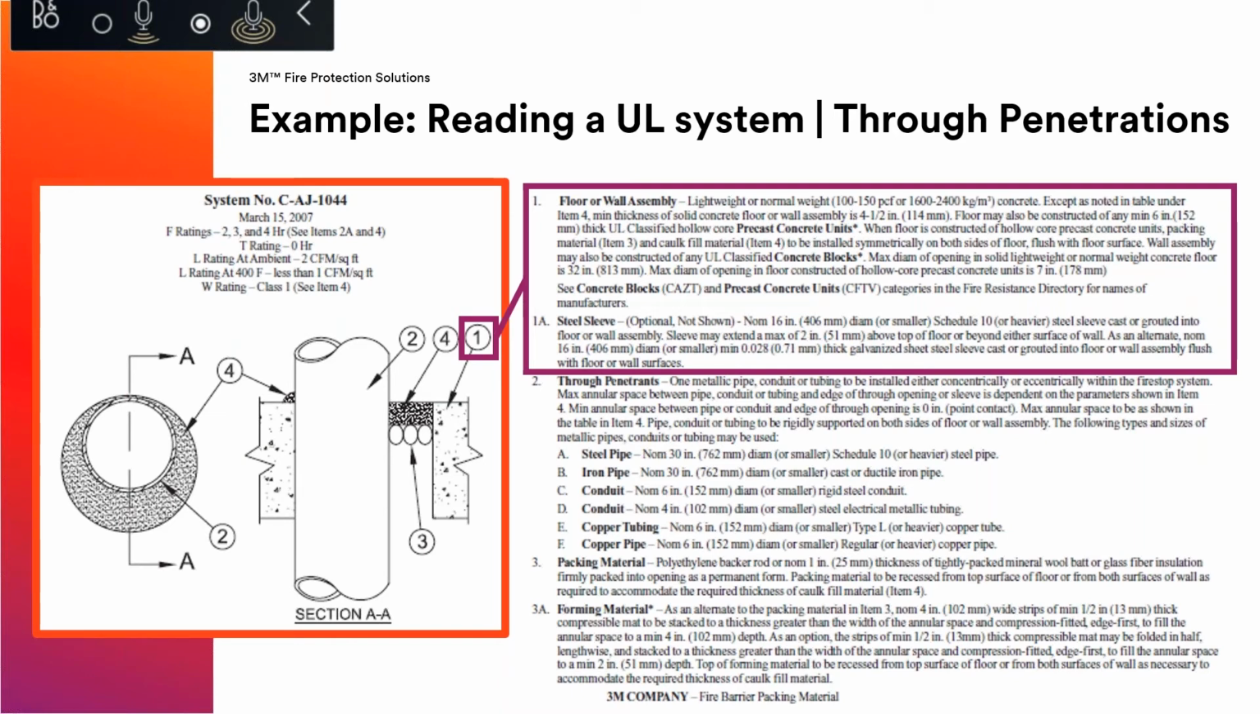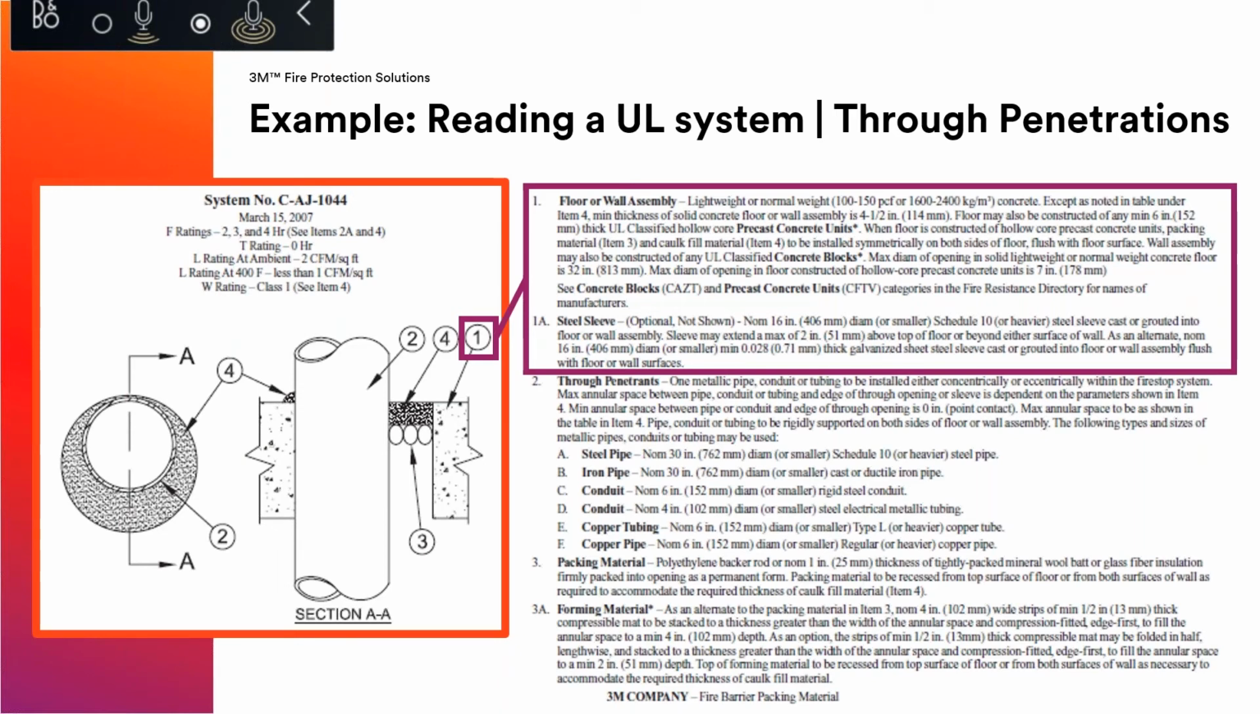Is it wood framed? Is it concrete? How thick is the concrete? Is it steel framed, wood framed? The layers of drywall, how thick the drywall needs to be. So it's going to identify the substrate types. It's going to also identify whether or not that opening is allowed to be sleeved or not.